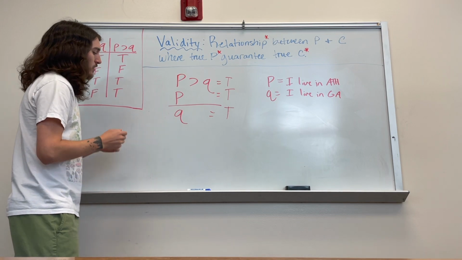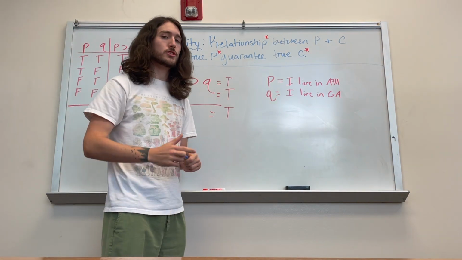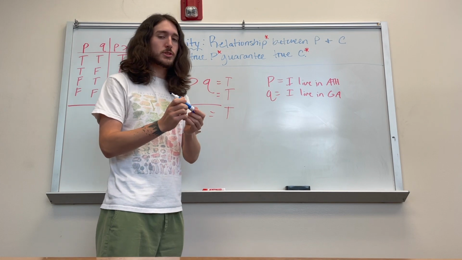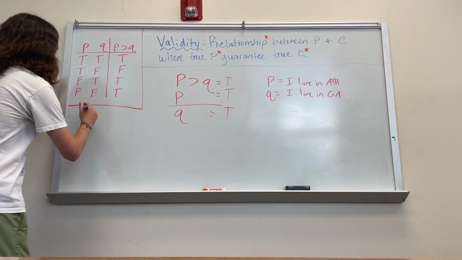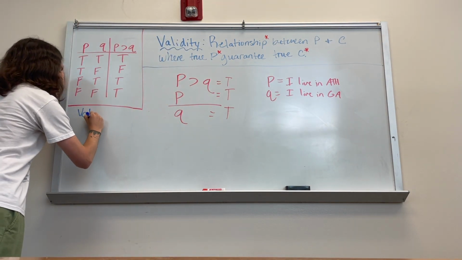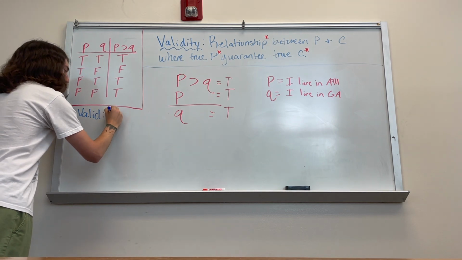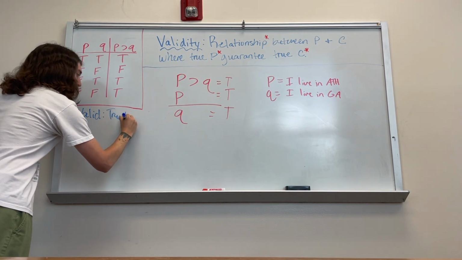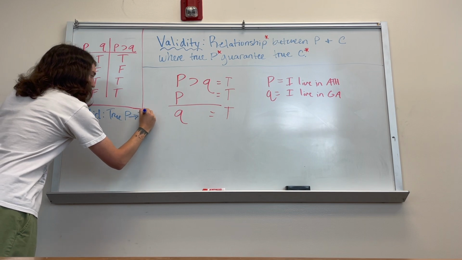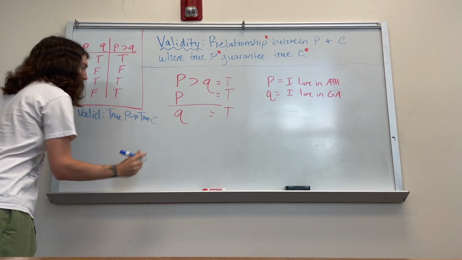And this is going to help us define what ensures validity through a simple representation right here on the left. A valid argument: true premises always give you a true conclusion.